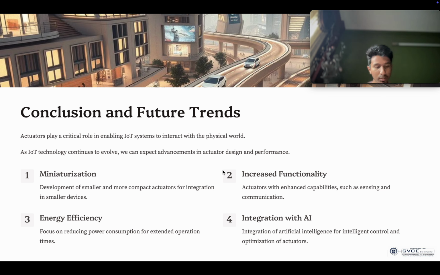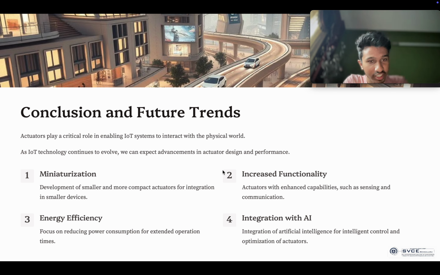Then we have the conclusion and future trends. Actuators play a critical role in enabling IoT systems to interact with the physical world. As IoT technologies continue to evolve, we can expect advancement in actuator design and performance. Many new actuator technologies have evolved these days, which have very minimalistic design, very low power consumption, and high efficiency, and also generate a lot of power. So these are all the new future evolutions of IoT actuators.